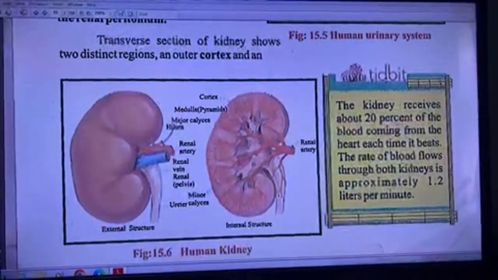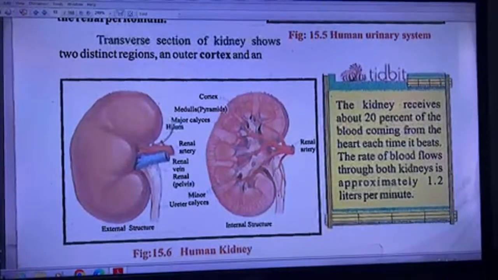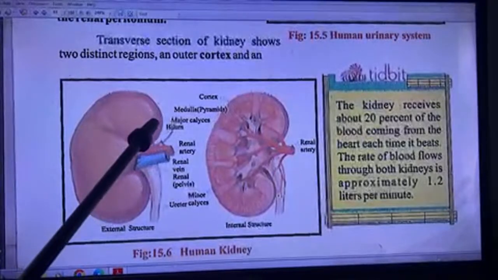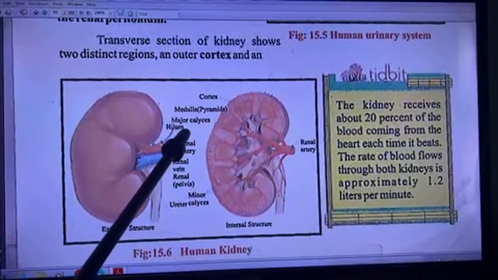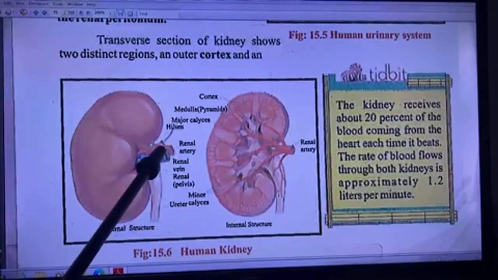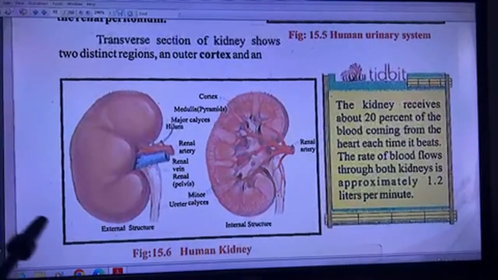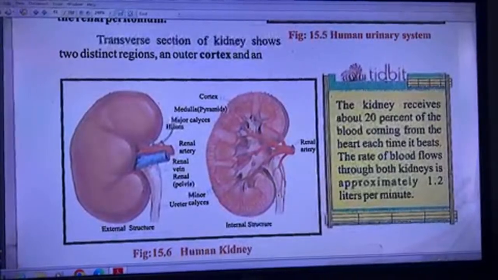This is the structure of kidney. This is internal structure. This is renal artery, cortex, pyramids, hilum, renal artery, renal vein, and this is external structure of kidney.